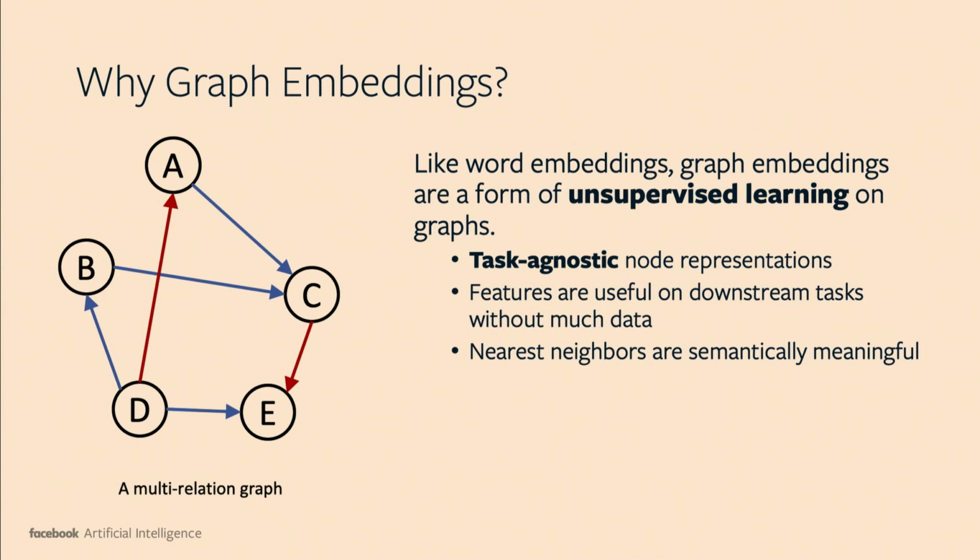The reason that you might be interested in learning graph embeddings is that they're a form of unsupervised learning on graphs, and what you end up with is a set of task-agnostic node representations or features that you can use for a number of downstream tasks. Because, like most ML tasks such as classification and clustering, you can't operate directly on graphs, but they can operate on features that you can learn from these graphs. And things like nearest neighbors are semantically meaningful, so you can take these features from this graph and say, I know about this node I'm interested in, tell me other nodes that are like this.